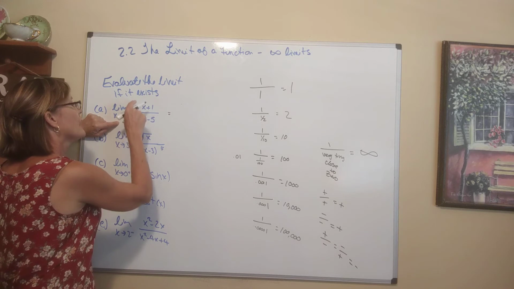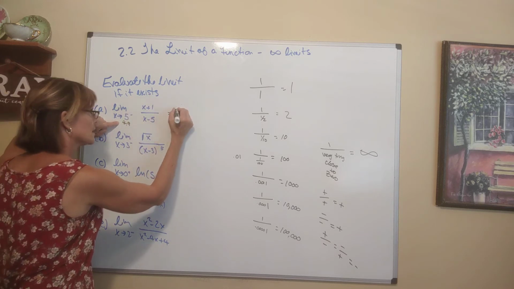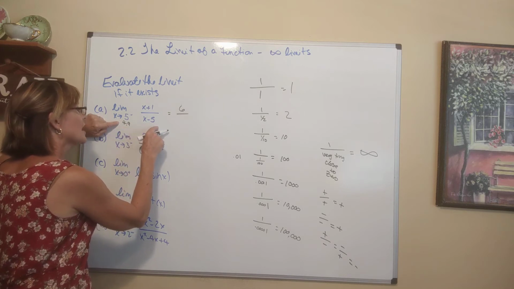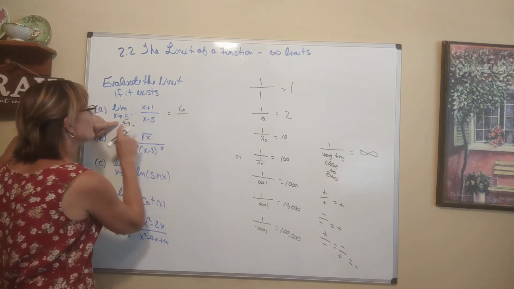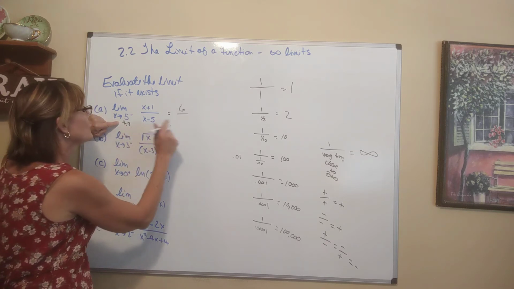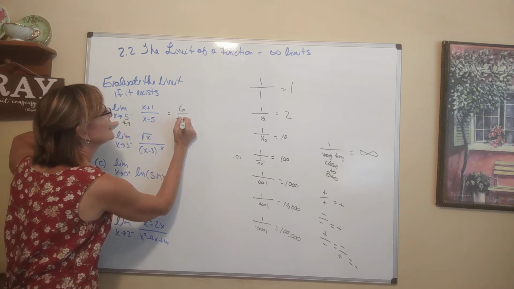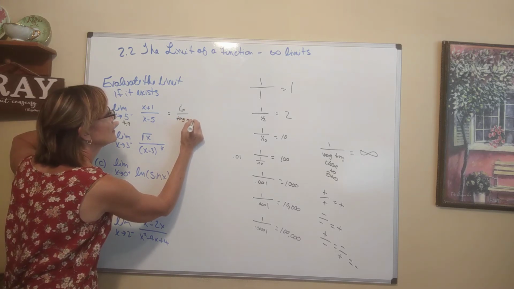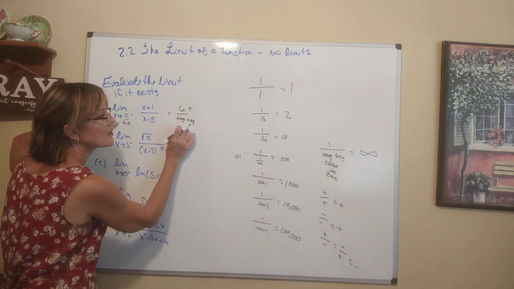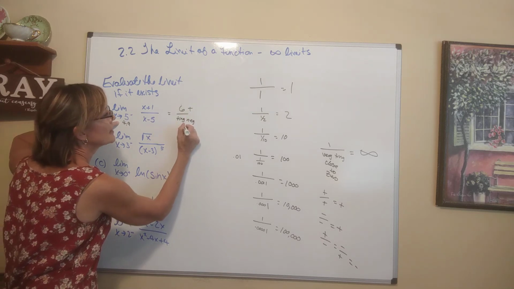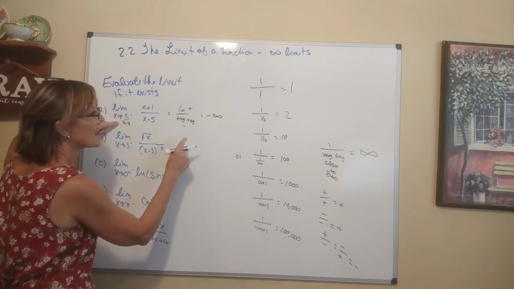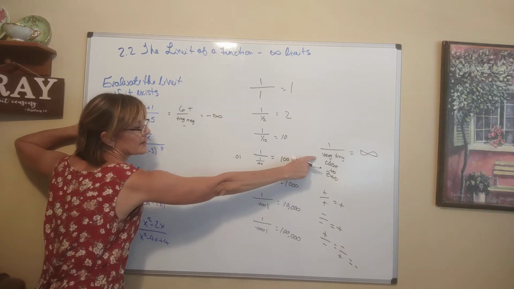If x is 5, 5 plus 1 is a positive number, 6. 4.9 minus 5 would be a negative number. So 4.99999, something really close to 5 from the left, minus 5 would be something very tiny, close to 0, and negative. So we have a positive number divided by something very tiny and negative. A positive divided by a negative is a negative. This is going to go to negative infinity because we have a number being divided by something very tiny.